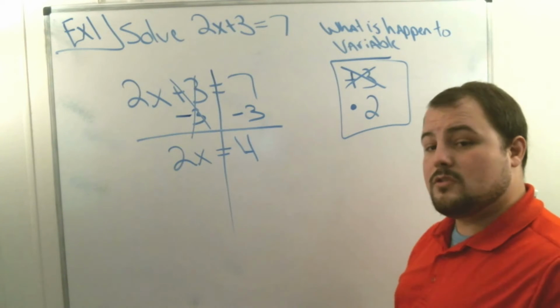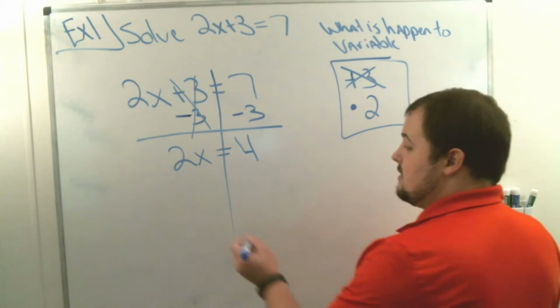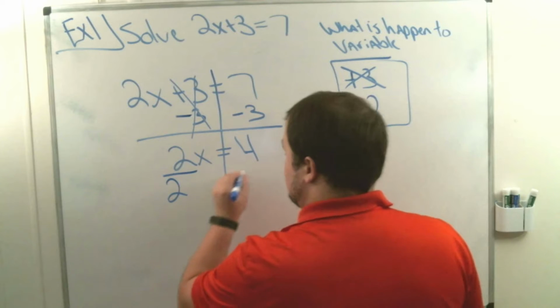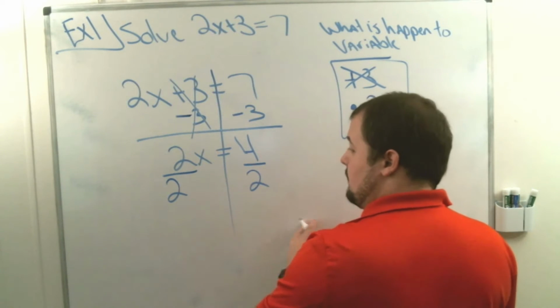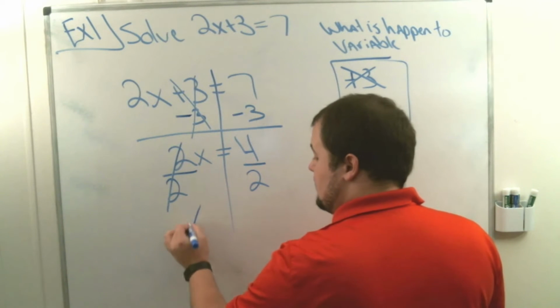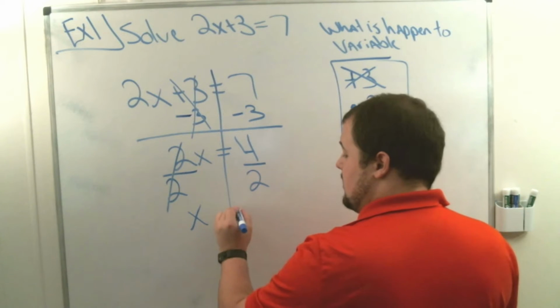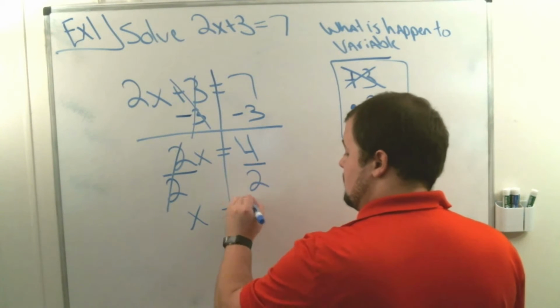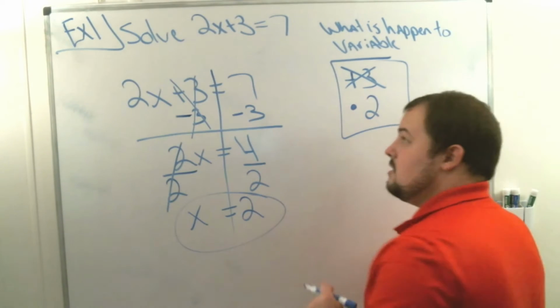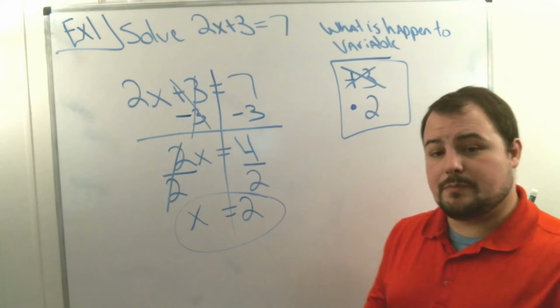The only thing we have to do is get rid of times 2. To get rid of times 2, we do the opposite of times 2, and we divide by 2. 2 divided by 2 is 1, so there's one letter x right there, equals 4 divided by 2, that's 2. So the answer to this problem should be 2.